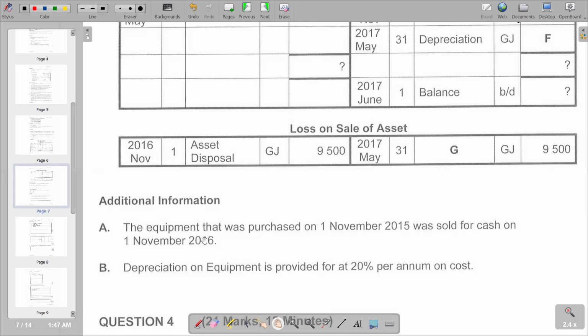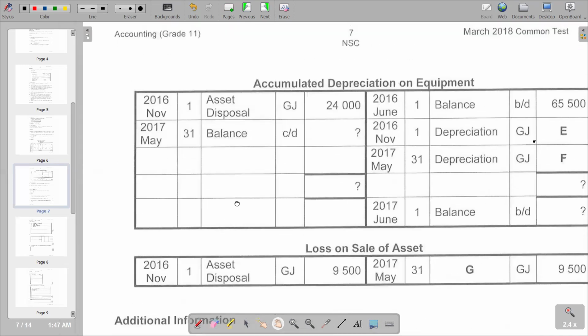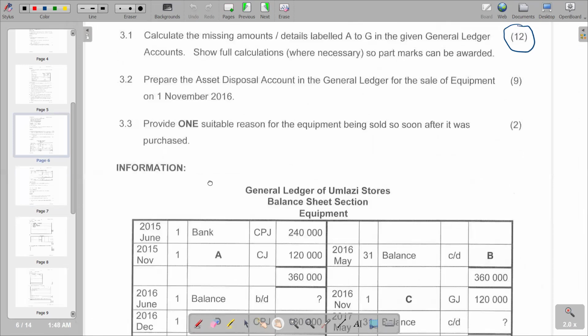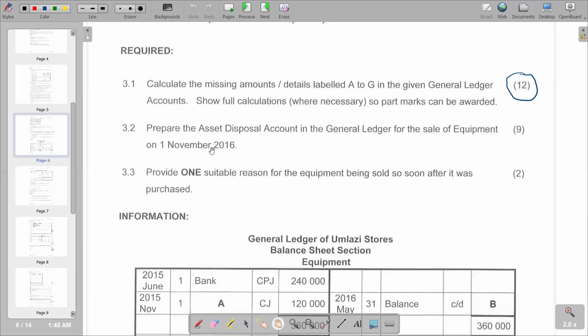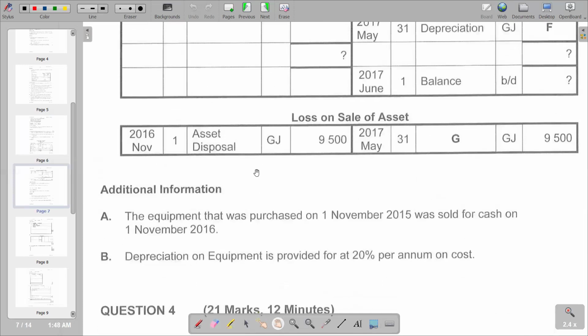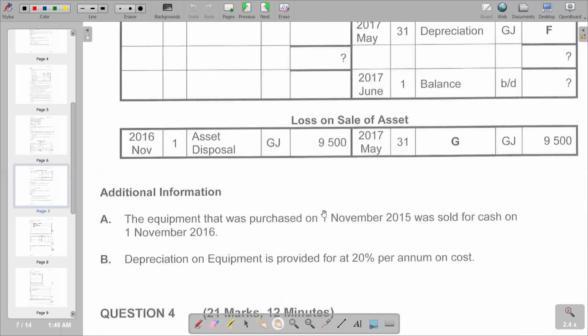on 1 November 2016. So we check in terms of where we have the information. 1 November 2016, our year. Let's try to find out where our year is ending. Our year is ending again 1 November. So if you check here, you'd see that it was purchased on 1 November 2015 and sold on 1 November 2016. So it means it stayed the whole year.